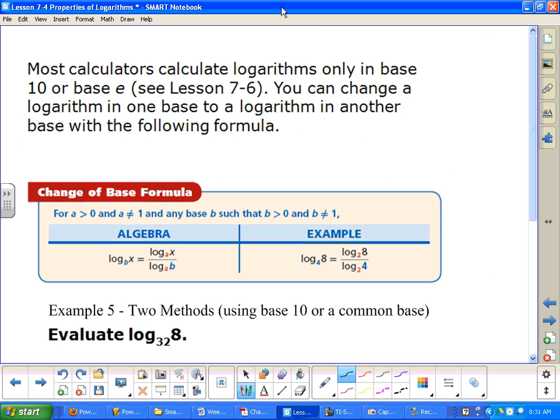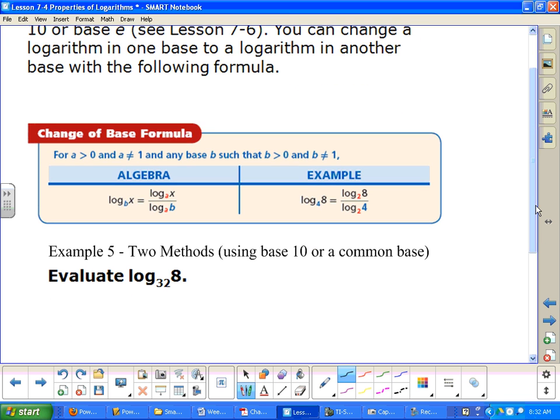Most calculators can calculate logarithms only in base 10 or base e, which is something we're going to be looking at in lesson 7.6. You can change a logarithm in one base to a logarithm in another base with the following formula. Now, this is called the change of base formula. Now, I'm not going to show you where it is, but this change of base formula is actually on the calculator. Not the formula itself, but if you have a base other than 10, you can use your calculator to find it. You just have to do some hunting and searching for it. But I'm going to show you the change of base formula because this actually helps you to understand some of the stuff we're doing also.